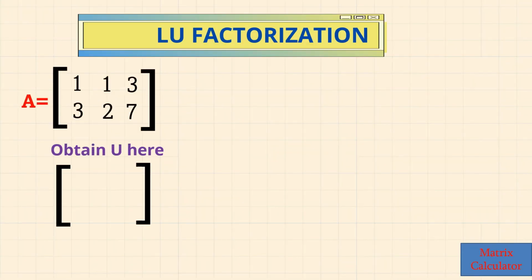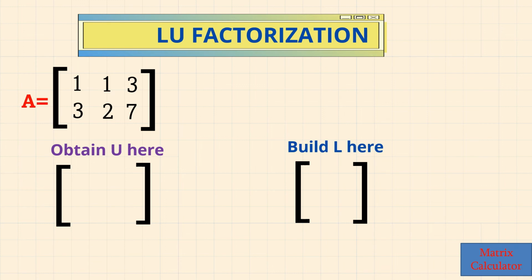Another example. So we're going to obtain U here and we're going to build L here. In this example, it is a 2x3 matrix. So this is the format for the lower triangular matrix. We only have 2 rows and 2 columns. The number of rows and columns in a lower triangular matrix depends upon the number of rows in matrix A. In our example here, matrix A has 2 rows. Therefore, the lower triangular matrix will have 2 rows and 2 columns. But the upper triangular matrix is just the same size as our matrix A.